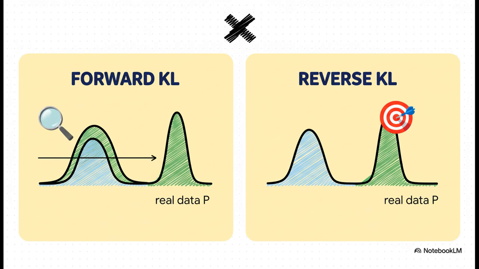Now here's where it gets a little weird, but really, really cool. KL divergence isn't like distance in our everyday life. You know, the distance from your house to the store is the same as the store back to your house. Not with KL divergence. The distance from P to Q is totally different from the distance from Q to P. It's what we call asymmetrical, and it fundamentally changes how we train our AI.